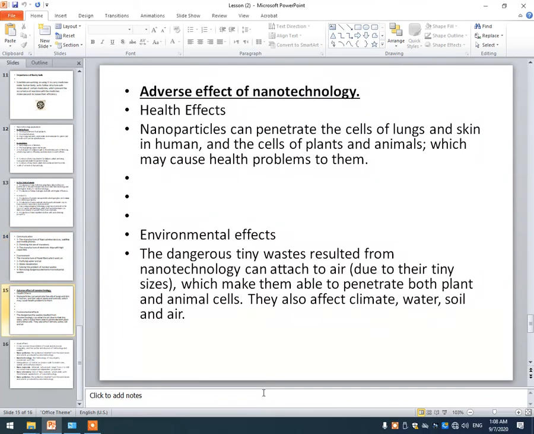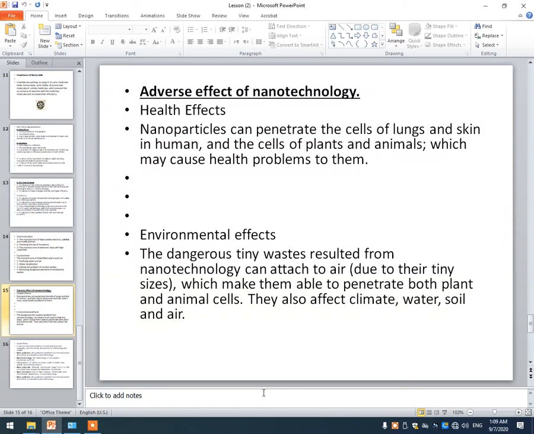What are the effects of nanotechnology? Nanotechnology has negative effects, like for example, health effects. Nanoparticles can penetrate the cells of the lungs and skin in humans and the cells of plants and animals, which may cause health problems to them.